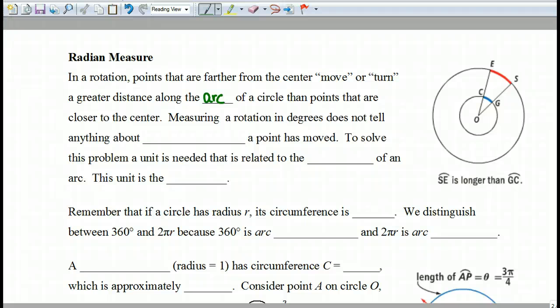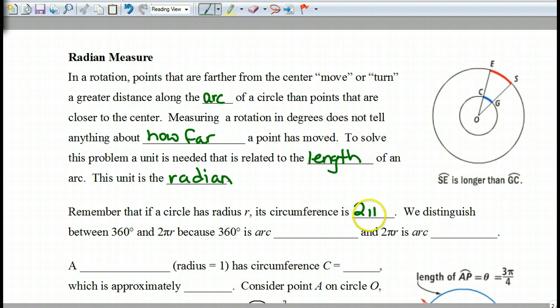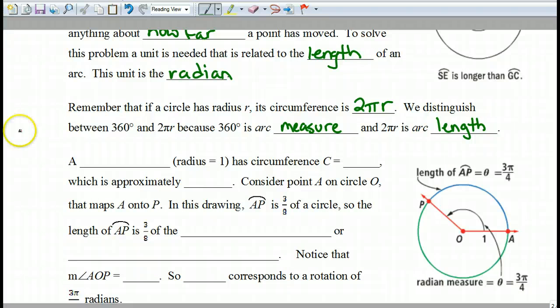So, measuring a rotation in degrees does not tell us anything about how far a point has moved. To solve this problem, a unit is needed that is related to the length of the arc. This unit is called the radian. Remember that if a circle has a radius of r, its circumference is what? 2 pi r, yes. We distinguish between 360 and 2 pi r because 360 degrees is arc measure, and 2 pi r is arc length. Okay, so we were just talking about arc measure versus arc length.